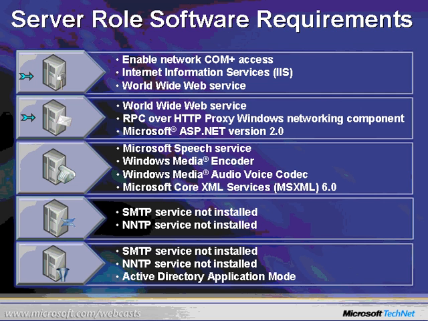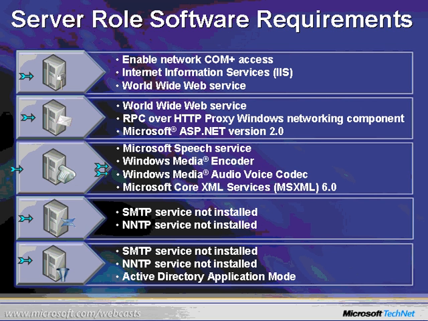For your CAS role, you do need also World Wide Web Services, ASP.NET 2, right, and the RPC over HTTP proxy Windows networking component if you're going to enable Outlook Anywhere. From the UM perspective, that's where you need the speech service, the media encoder, the audio codec, right? And there are some hotfixes that are pertinent to each one of these components, that if you weren't installing UM, are not pertinent to the CAS role or the mailbox role.